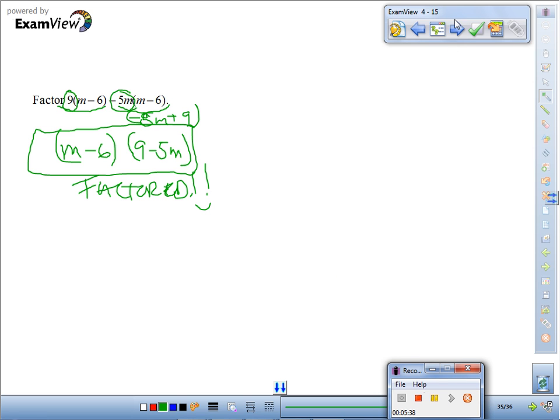Number 5, am I going too fast or are we good? All right, number 5, here we go. Factor 15x cubed minus 9x squared minus 25x plus 10. And it says by grouping.